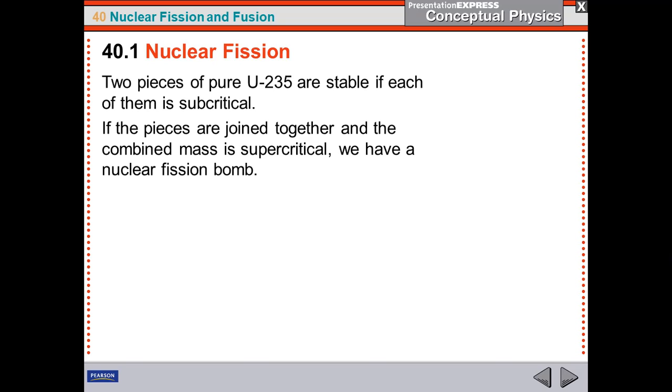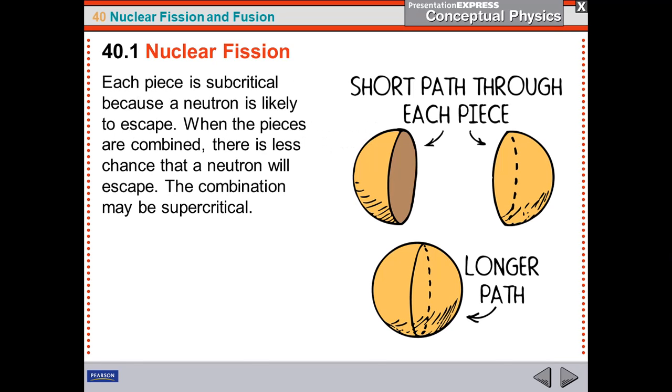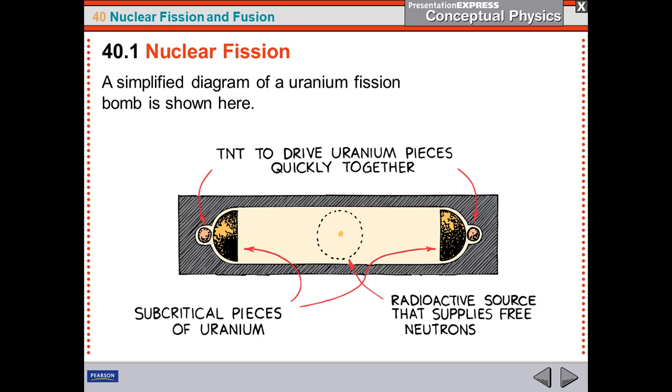Two pieces of pure uranium-235 are stable if each of them is subcritical. But if the pieces are joined together and the combined mass is supercritical, we have a nuclear fission. You can see here, if these two pieces join, then they will become a larger one, and it can actually build a continuous fission, a nuclear fission bomb.